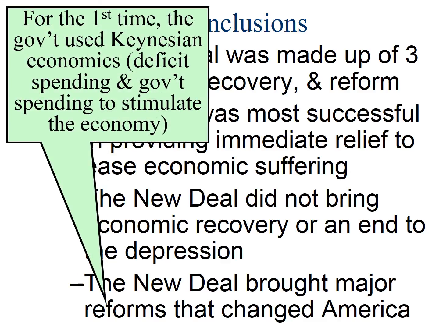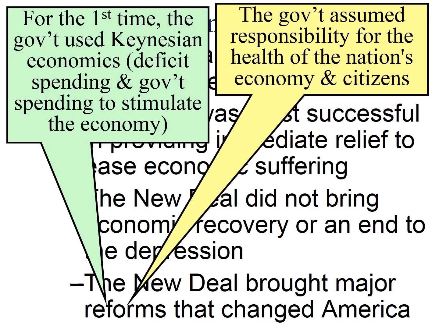So, for the first time, it's also important to note that the government used Keynesian economics, which essentially is moving away from just trying to balance the budget and moving towards deficit spending. The idea is that the government can help stimulate the economy by expressly spending and purposefully going into debt. It's also important to notice that the government assumed responsibility for the health of the nation's economy. Gone are the days of let business run business. Now it's what should the government do to help business.